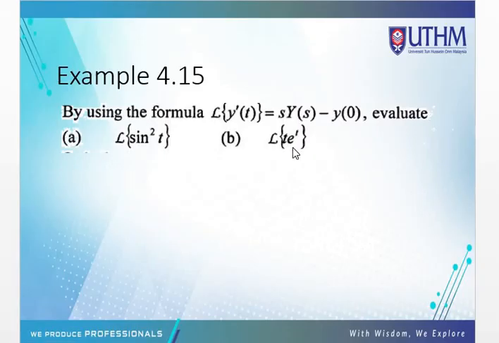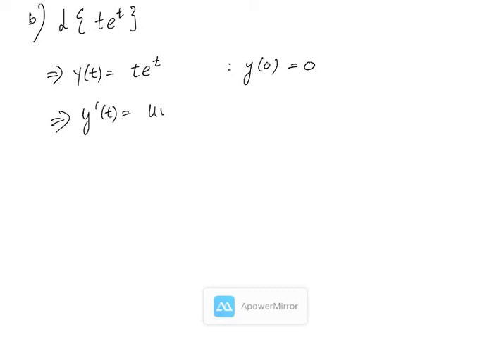The second question is the Laplace transform of t e to the t. In this question, y(t) is t e to the t, and y(0) is also equal to 0. And then we differentiate y(t), then what do you obtain? We can use the product rule, u v prime plus v u prime. This is assumed as u, this is assumed as v. So u is t, v prime is e to the t, plus v, which is e to the t, times u prime, and you differentiate t, you get 1. Okay.